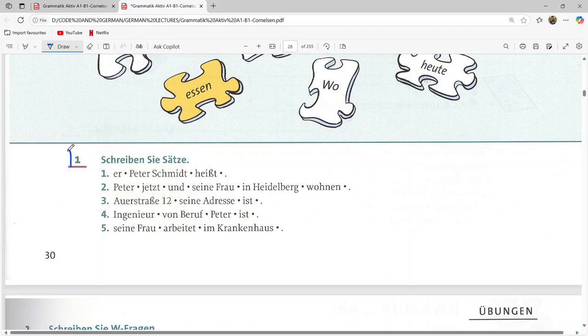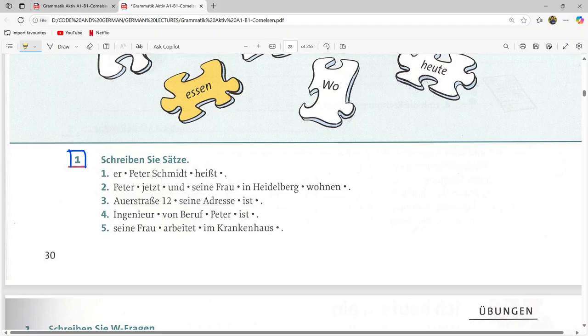Task 1. Schreiben Sie Sätze. So write down the sentences. Okay. So in the sentences, the words are jumbled together. Okay. So the words are jumbled.